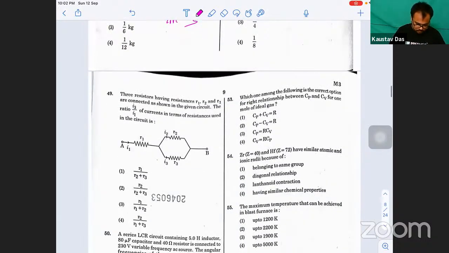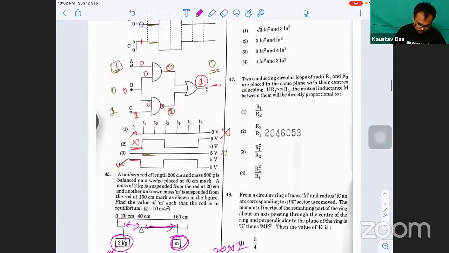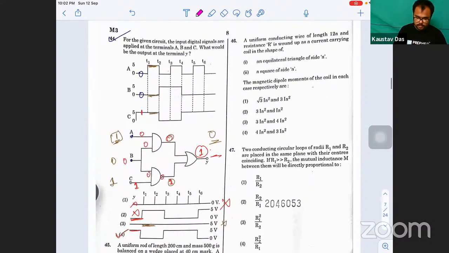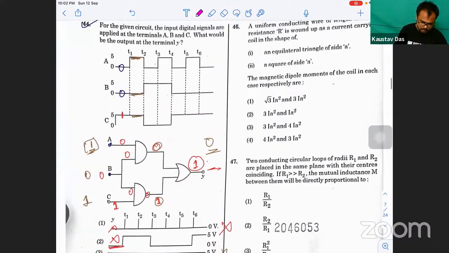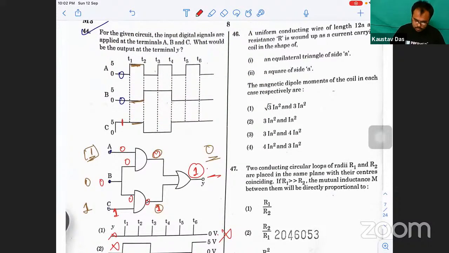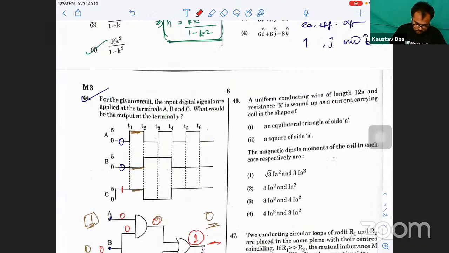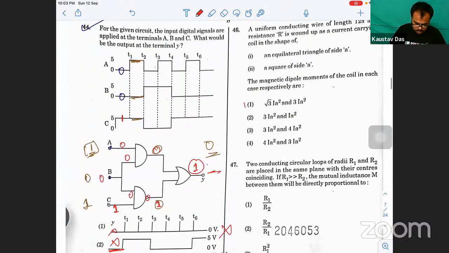And here in question number 46, it is pretty easy. We have done this question several times in our class also. Total number of loops. It will take some time. It's not that you will see the question and do this instantly. You have to calculate if you have not remembered the formulas. Here, in our calculations for number 46, we have found the answer as root 3 into a square for the equilateral triangle, and for the square, it is 3 into a square.